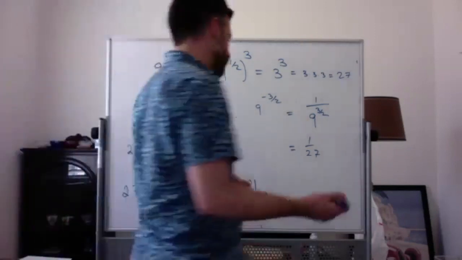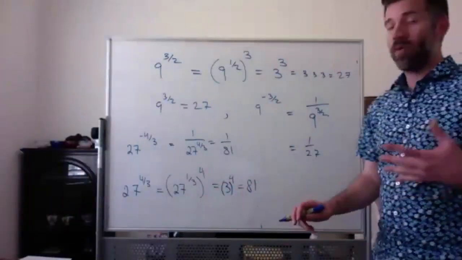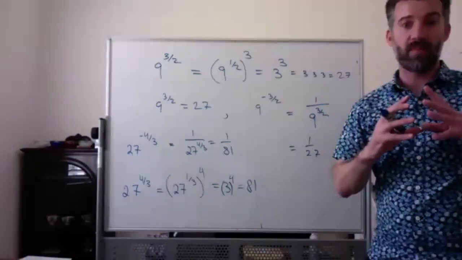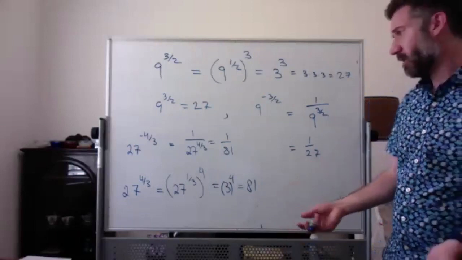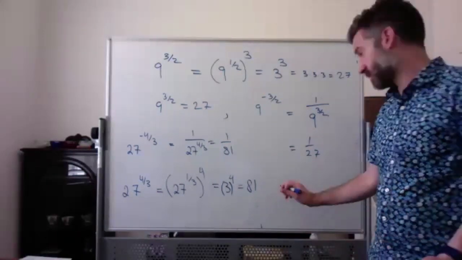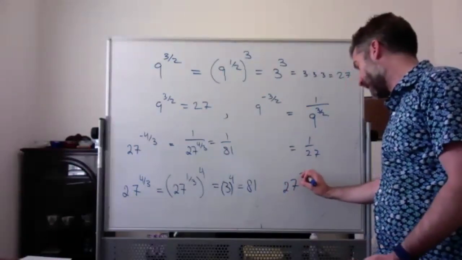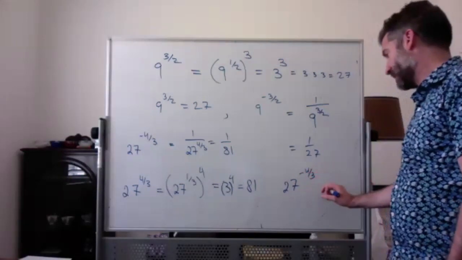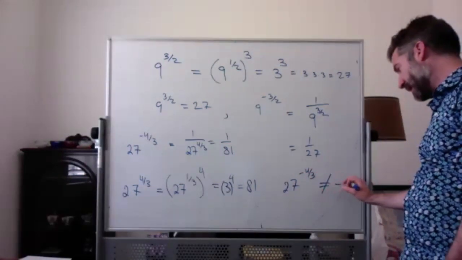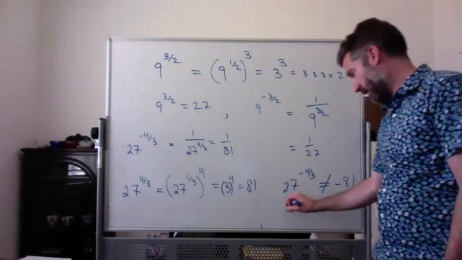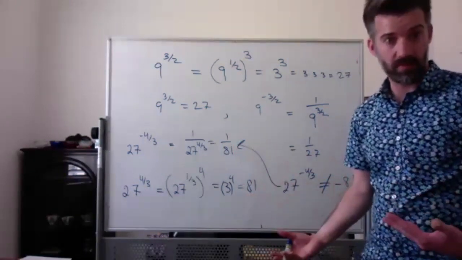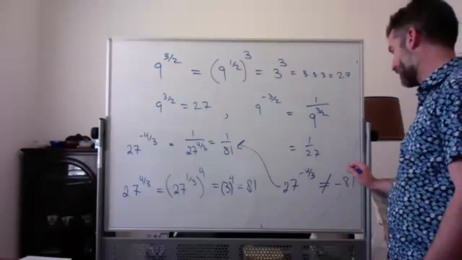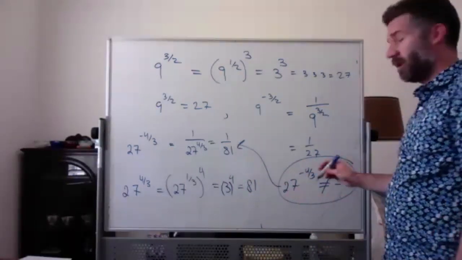All right, here's the last word I want to leave you with. When you have a positive number to an exponent, the answer is always positive. Meaning, and here's why I'm saying this, 27 to the negative 4/3 is not equal to negative 81. It's equal to positive 1 over 81. So be careful, because this is a mistake that happens a lot if you're doing these.